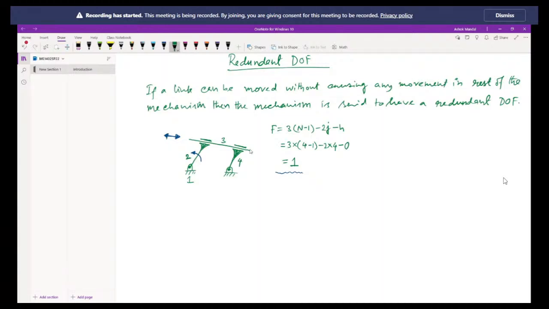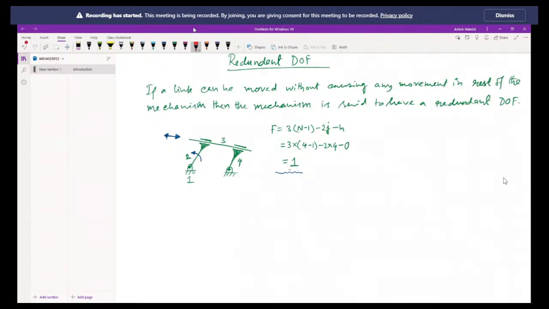Then for this mechanism, what is the degree of freedom? Because this is a rigid thing, you cannot rotate link 2 or link 4. So the actual degree of freedom in this case is 0, right?